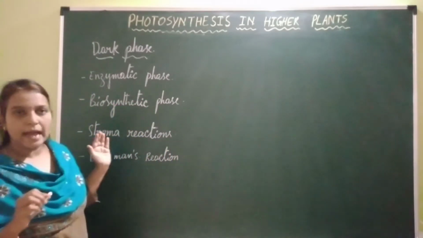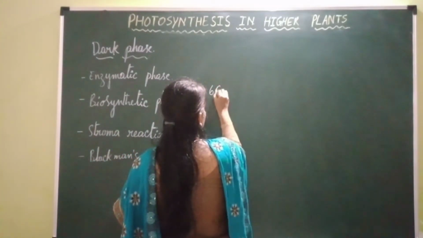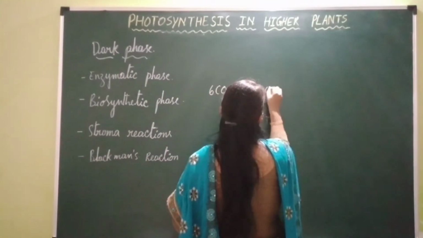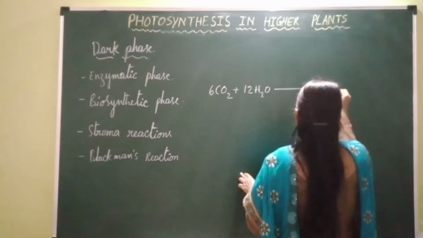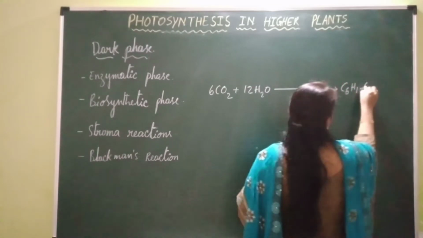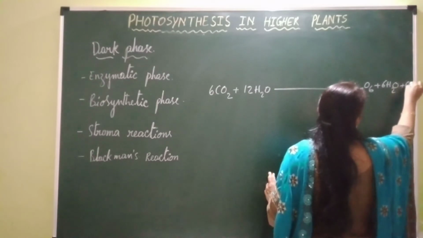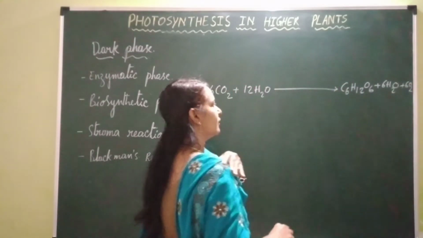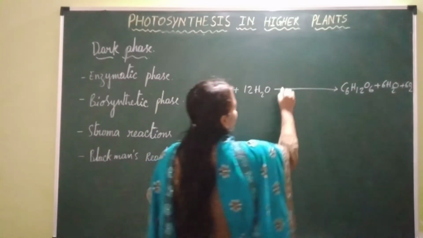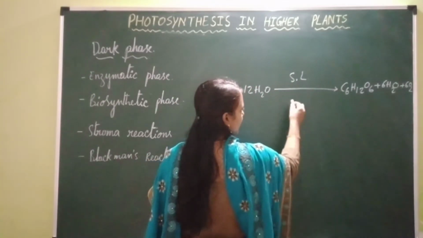Okay, now let's see what happens during this dark phase actually. We already studied the equation of photosynthesis, that is 6 carbon dioxide reacts with 12 molecules of water resulting in the formation of glucose C6H12O6 plus 6H2O plus 6O2. Photosynthesis occurs by light phase and dark phase, in the presence of sunlight and chlorophyll.